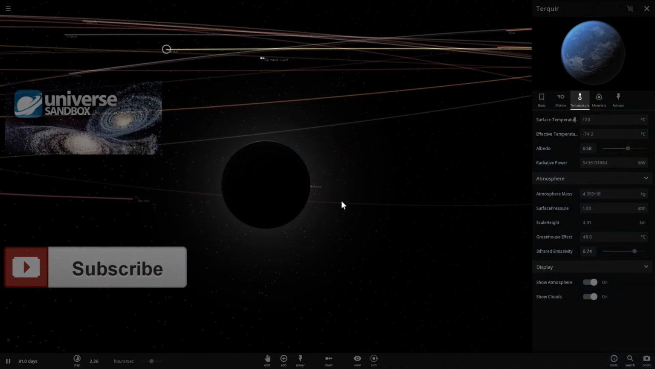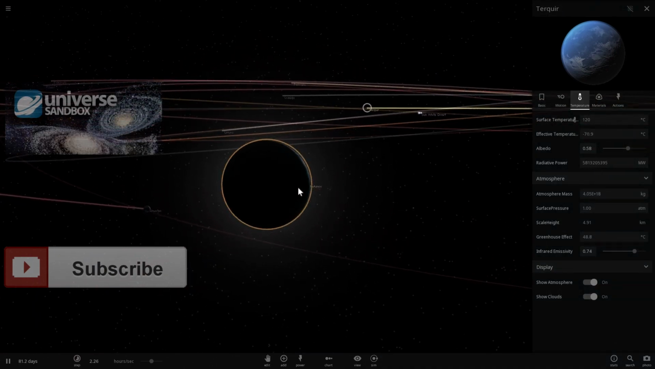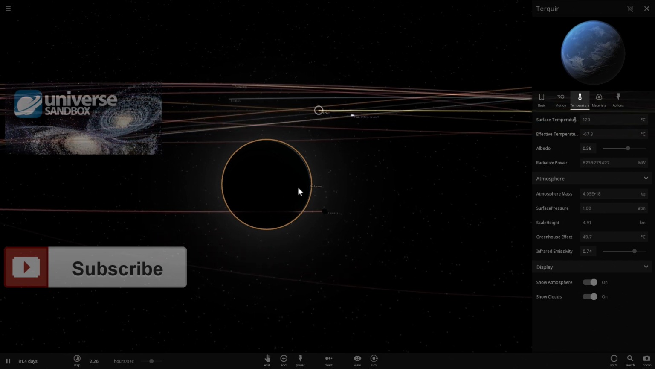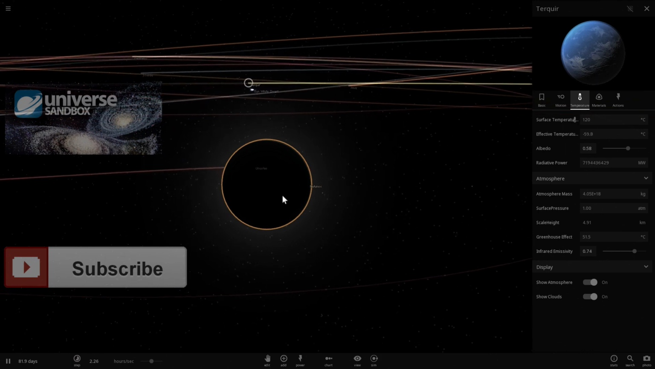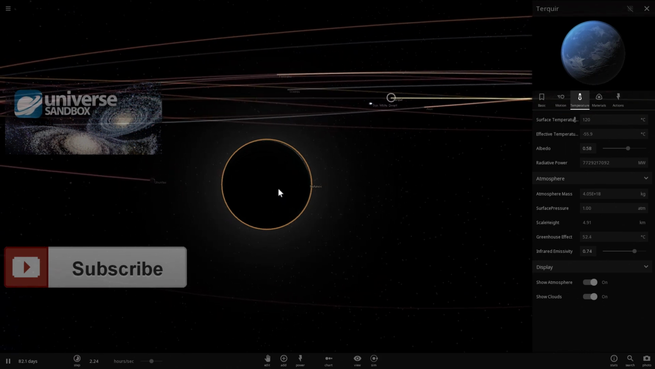But you know what? This is actually a lot harder than it sounds, because placing so many objects into stable orbit around each other is actually a lot more challenging than it sounds. So I may have to play around with this and figure out how I'm going to do this in the future.